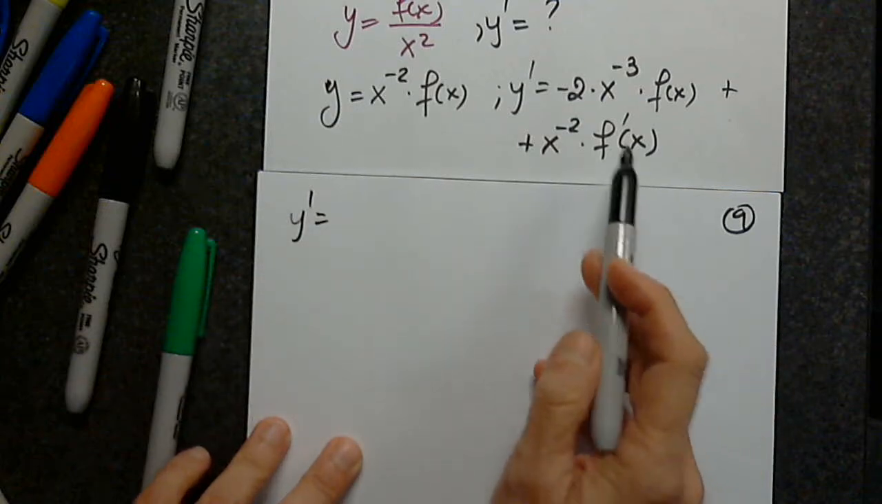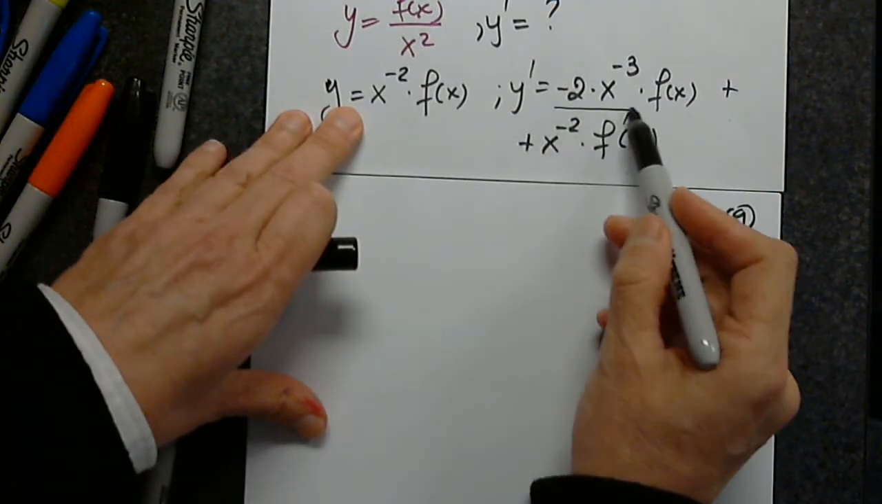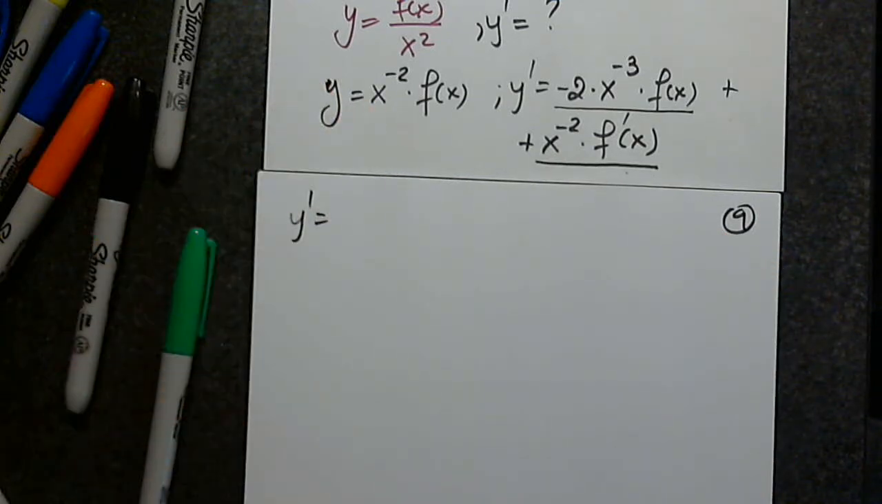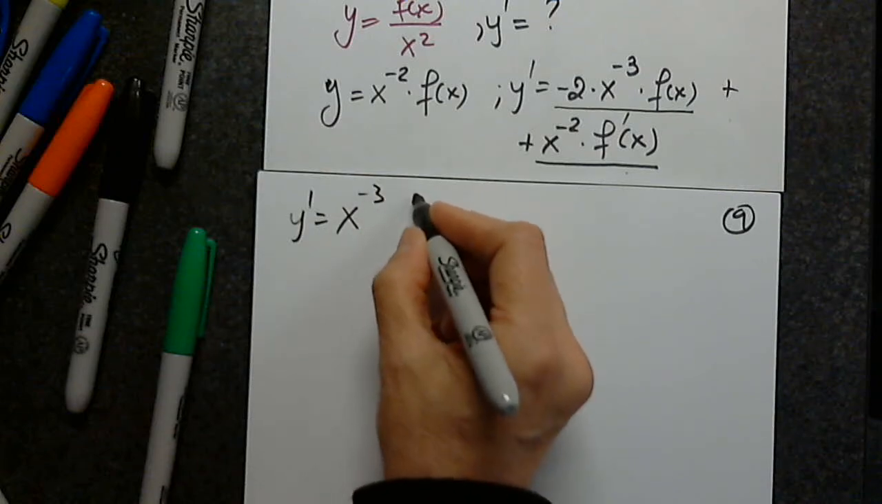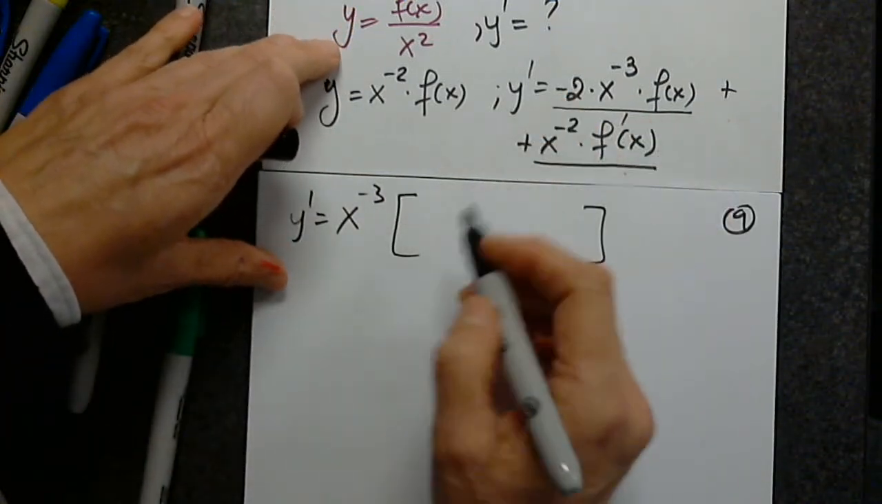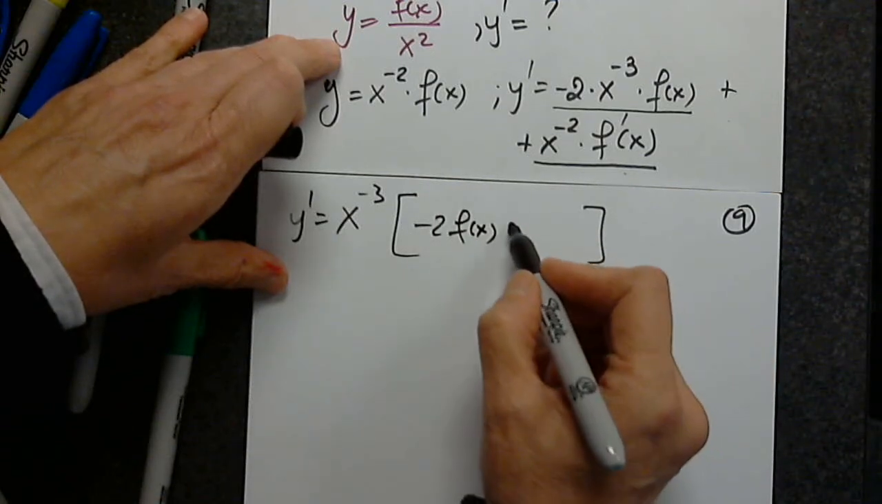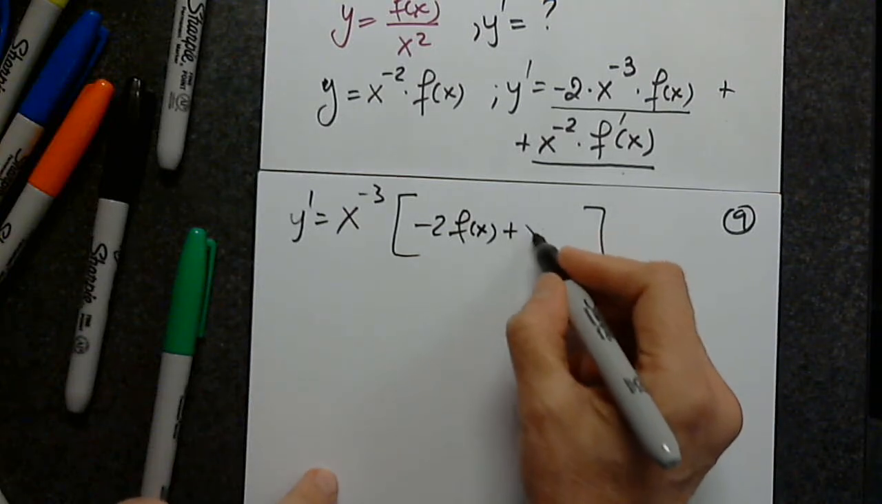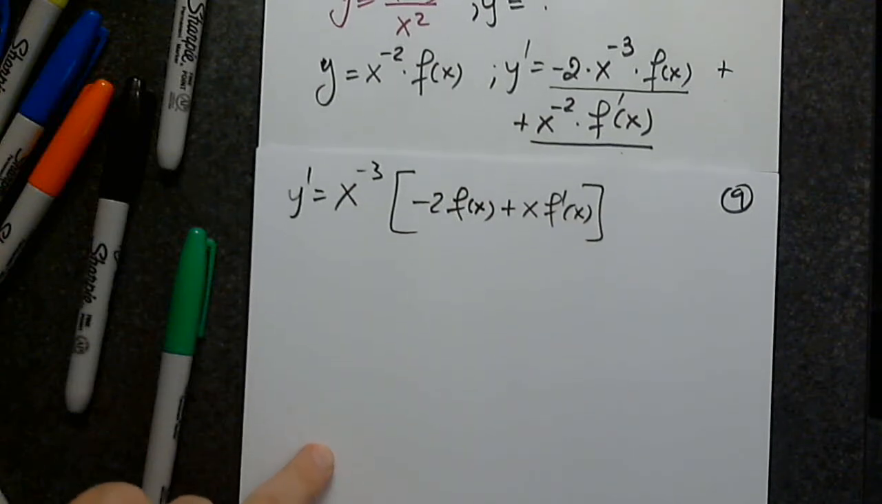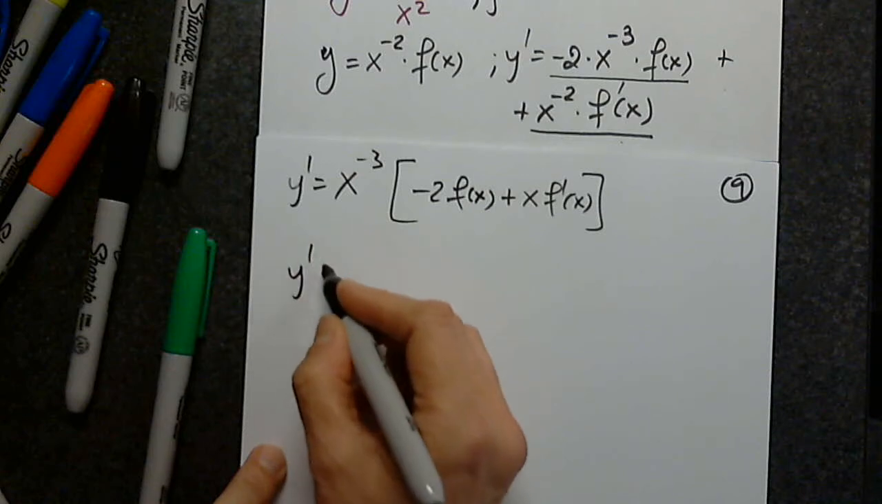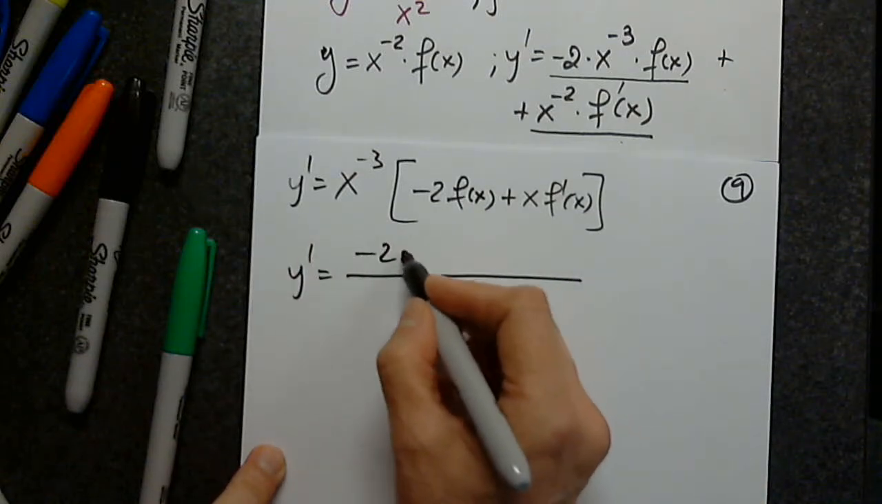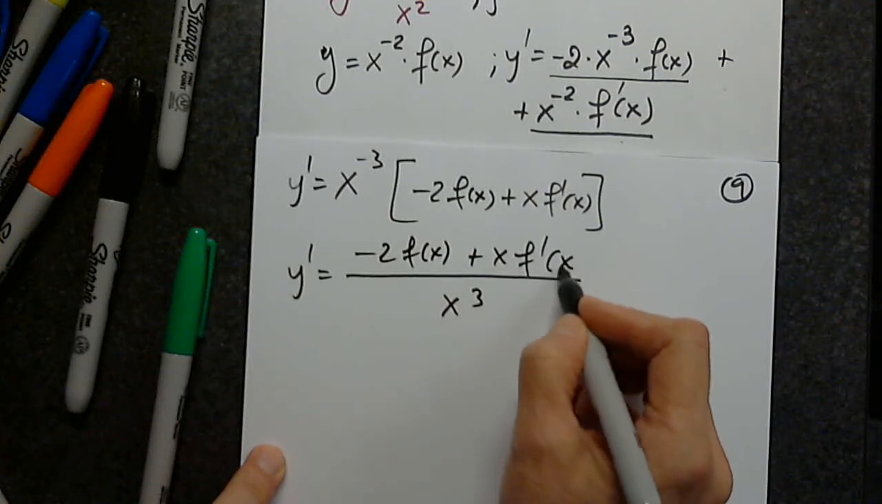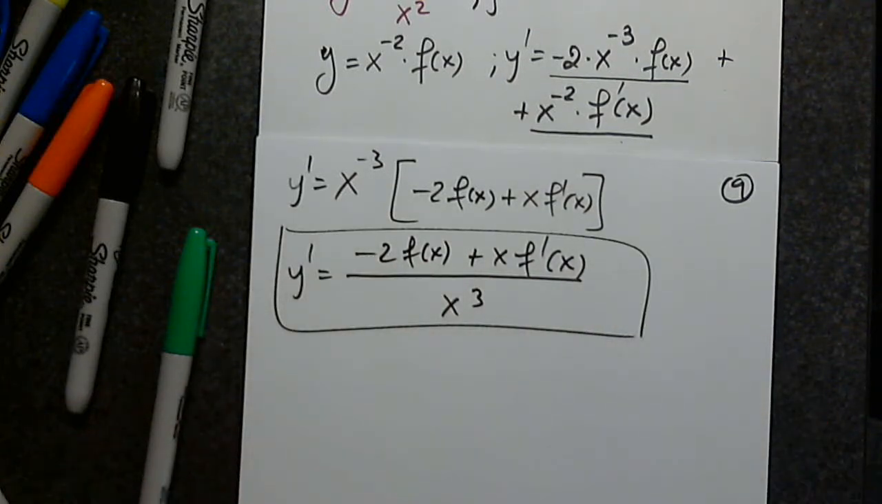So then y prime equals, what is the greatest common factor of this term and this term? There's a common factor in both. It's x. Now I have to decide which power, and it always must be the smallest of the two. -3. So this is -2 f of x plus x, exactly, f prime of x. Awesome. Now you can change it back into a fraction, but this was easier in my opinion. And this is y prime.